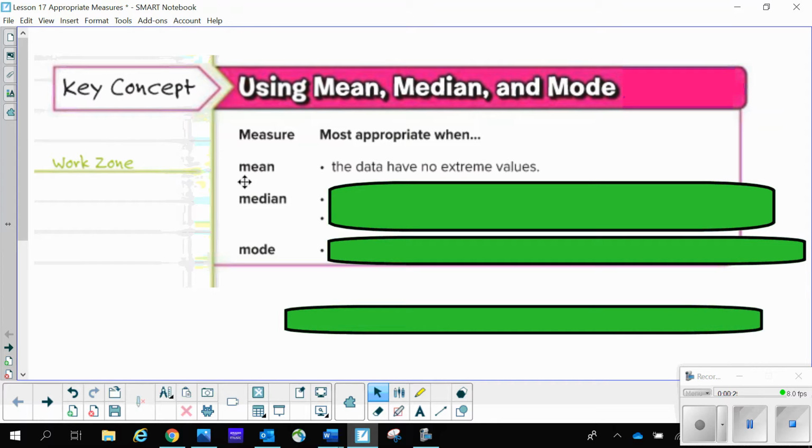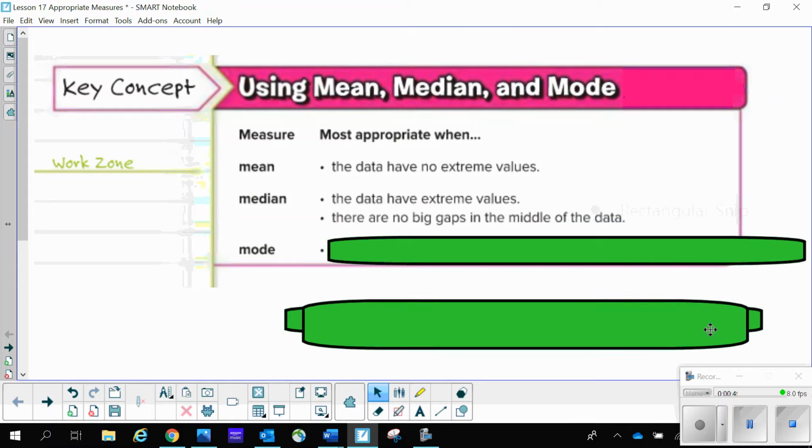We find the mean of data when the data has no extreme values. We're talking about the outliers here. So if there's no outliers or extreme values, finding the mean would be the best way to represent this data. Okay, when do we find median?